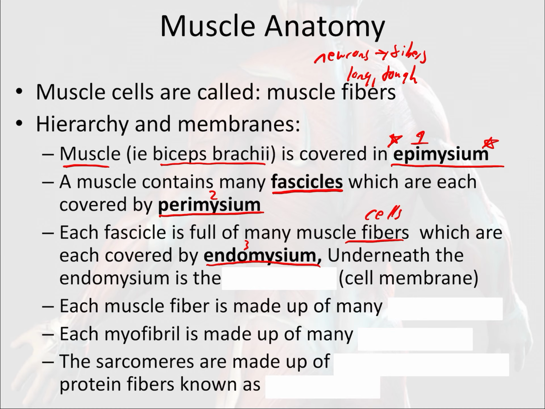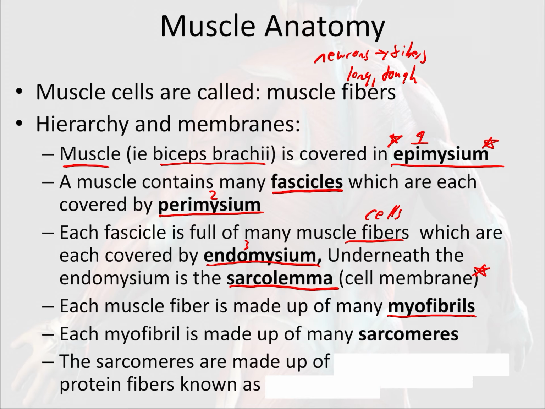Underneath the endomysium is what we know as the sarcolemma, which is really just a special cell membrane found in muscle cells. From there, each muscle fiber, each muscle cell itself, is made up of many little structures called myofibrils. There are no more membranes at this part. Each myofibril is made up of many sarcomeres, and the sarcomere is really the functional unit of muscle.